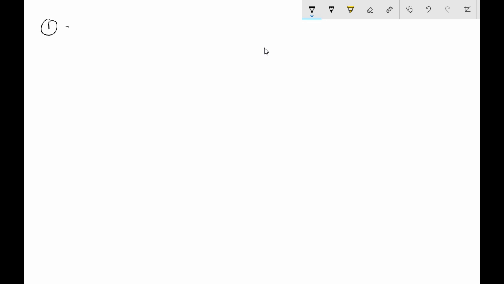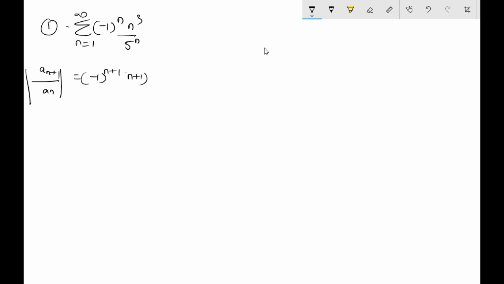So the first numerical is the summation of (-1)^n n^3 by 5^n. By ratio test, a(n+1) divided by a(n) is equal to, in place of n we put n+1, so (-1)^(n+1) (n+1)^3 over 5^(n+1), into a(n), which will be the same one, so (-1)^n n^3 divided by 5^n.